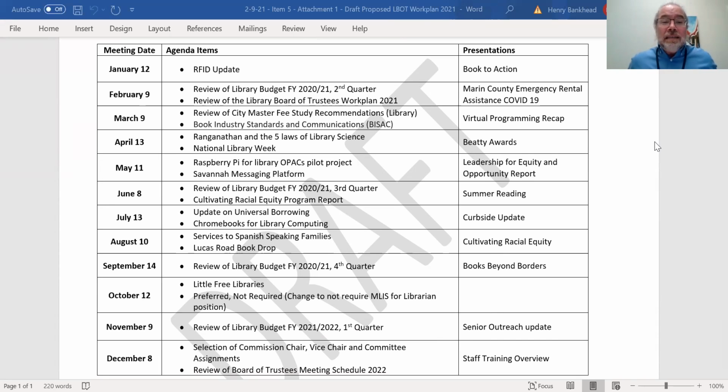Other than that, everything else in there is pretty flexible, with the exception of the review of the library budget quarterly reports. We're projecting the next one would come in June and then in September, though it could be a little earlier. The September report could be in August.